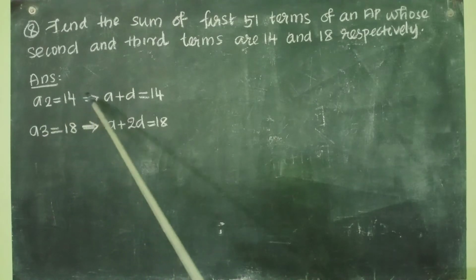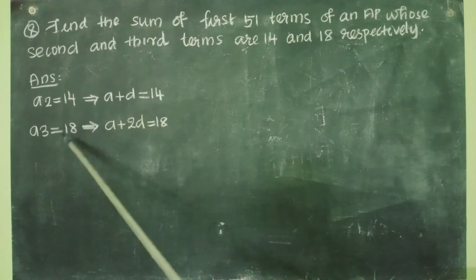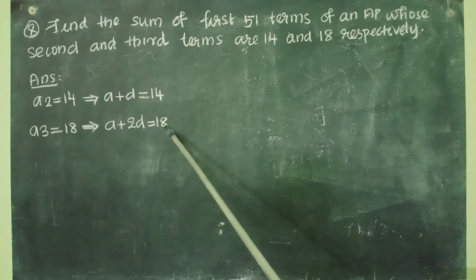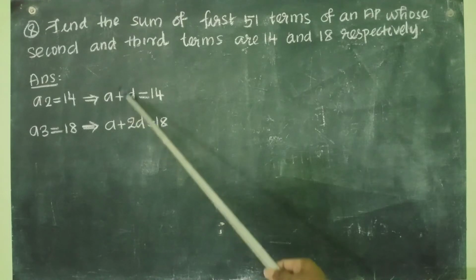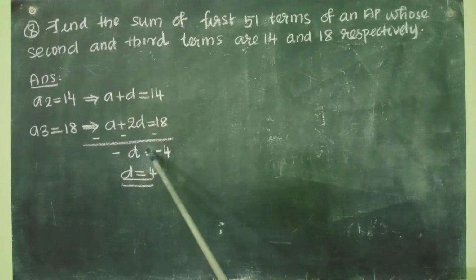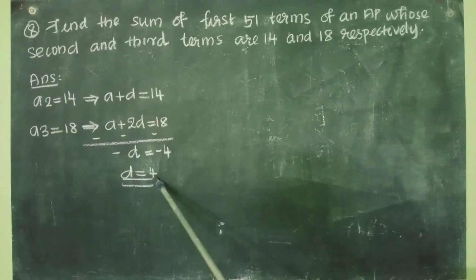A2 equal to 14. So we can write A plus D equal to 14. A3 equal to 18. So we can write A plus 2D equal to 18. We can do the elimination method here. We get minus D equal to minus 4. That is D equal to 4.